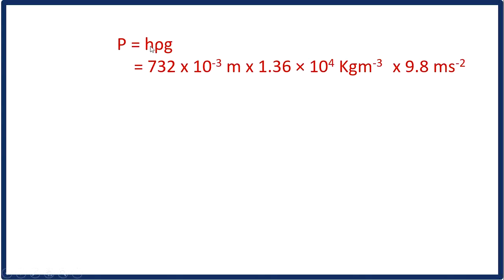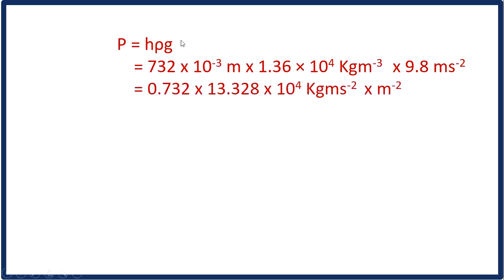Now we can substitute the value for H, rho and then g. So the value for H is 732 into 10 power minus 3 meter, and rho is 1.36 into 10 power 4 kilogram meter minus 3, and then acceleration due to gravity g is equal to 9.8 m s minus 2. Now we can multiply 732 into 10 power minus 3, we get 0.732 into 1.36 and then 9.8, we get 13.328 into 10 power 4 kilogram m s minus 2 into meter minus 2.